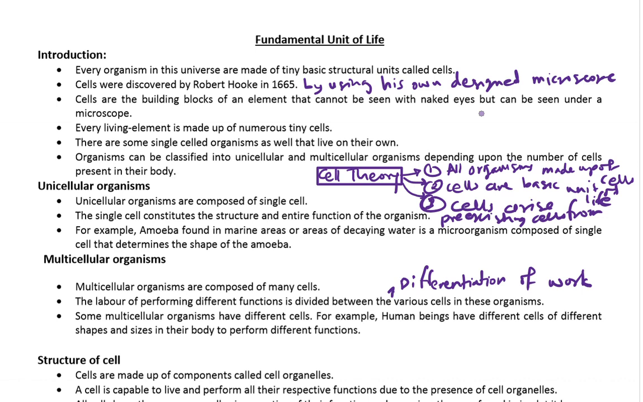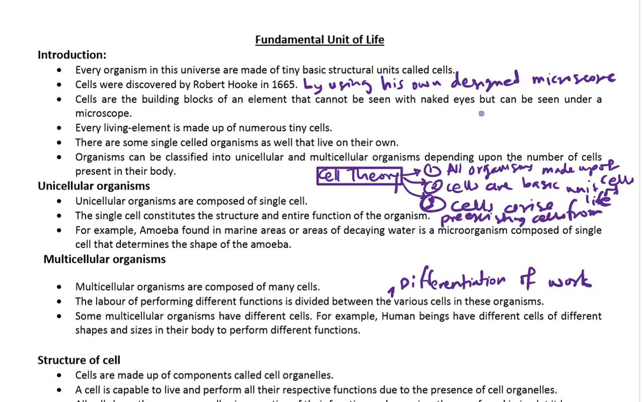Later on, many scientists got involved, studied cells, and developed the cell theory. It states that all organisms are made up of cells. The cell is the basic unit of life. Why is it the basic unit? Because every organism is made up of cells, and all the functions that an organism performs are actually performed by the cells. The third statement of cell theory is that cells arise from pre-existing cells. Any new cell always arises from a pre-existing cell.